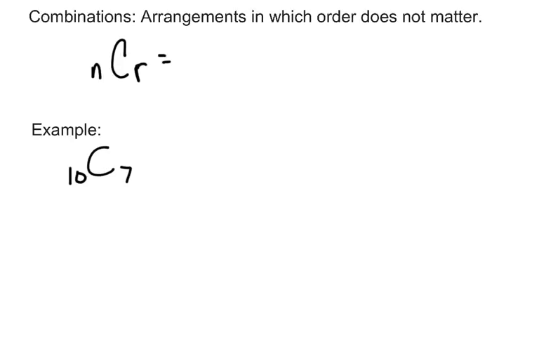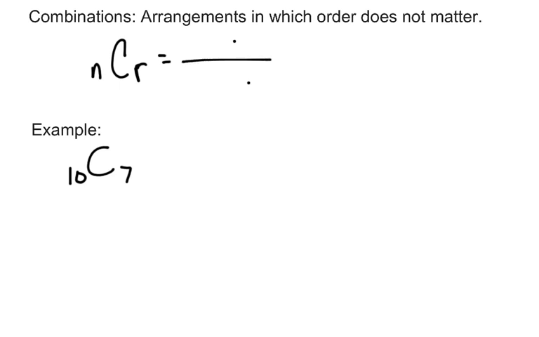When it comes to combinations, very much like permutations, they're arrangements of objects. With combinations, however, order does not matter, where with permutations order did matter. So how we calculate combinations is very similar to how we calculate permutations, with one slight difference. For instance, we want to find out the number of combinations of n things taken r at a time.